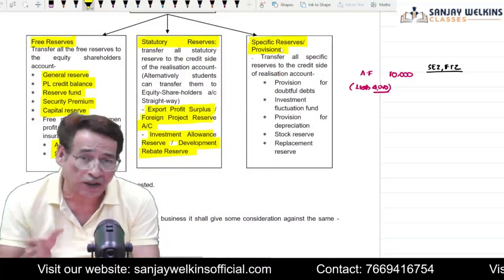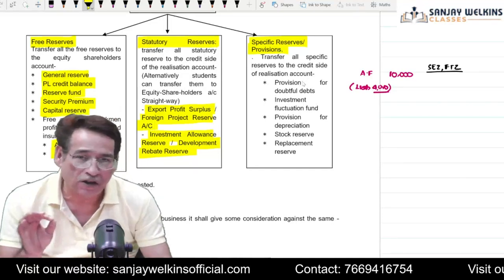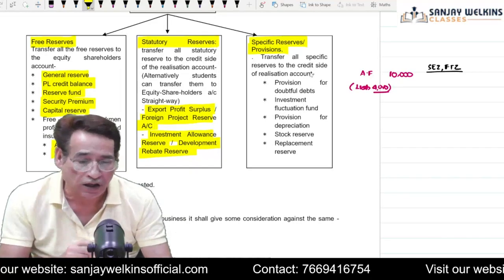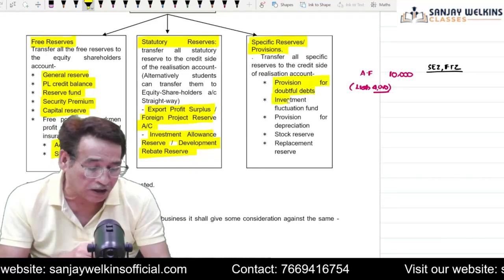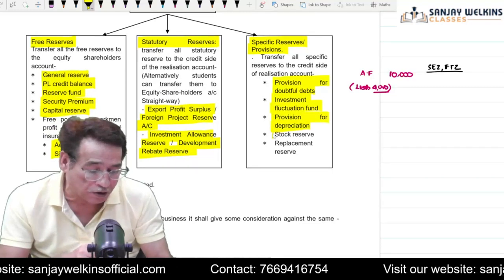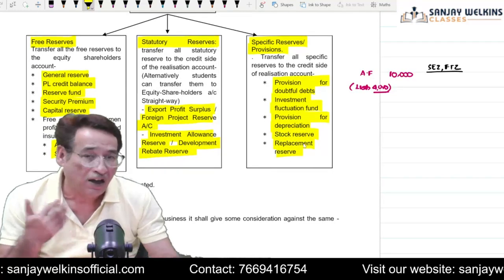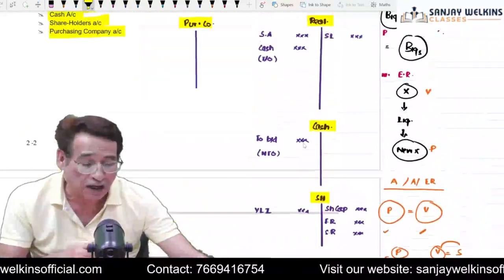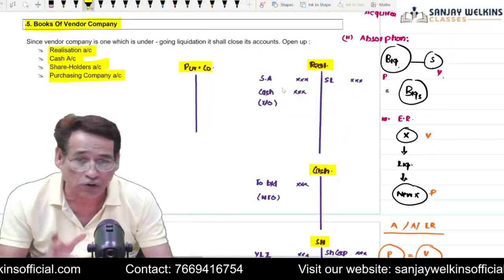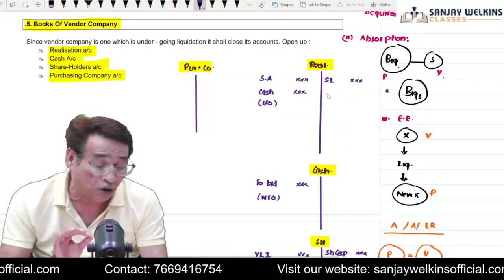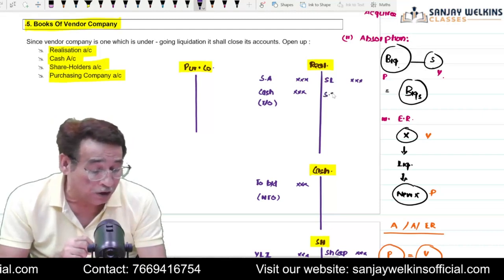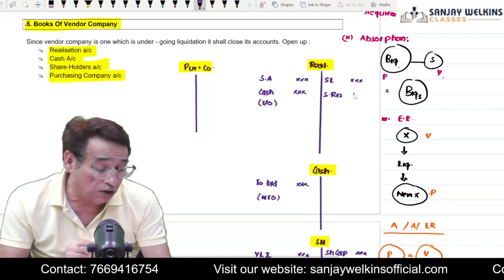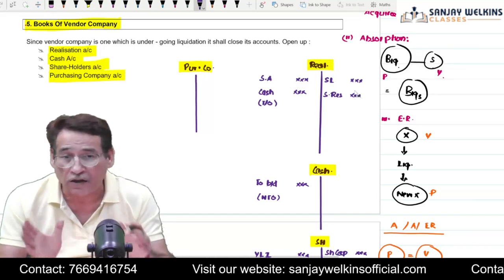Besides that, we may have some specific reserve. Now, a specific reserve is nothing but provision, because specifically you are creating them against a particular asset. For example, provision for doubtful debts, investment fluctuation fund, provision for depreciation, stock reserve, replacement reserve. Because they are created against a particular asset, and generally all the assets are transferred to the debit side of realization account, that is why all the specific reserves will be posted to the opposite side of what we call sundry assets. So all the specific reserves will be posted to the credit side of realization account.